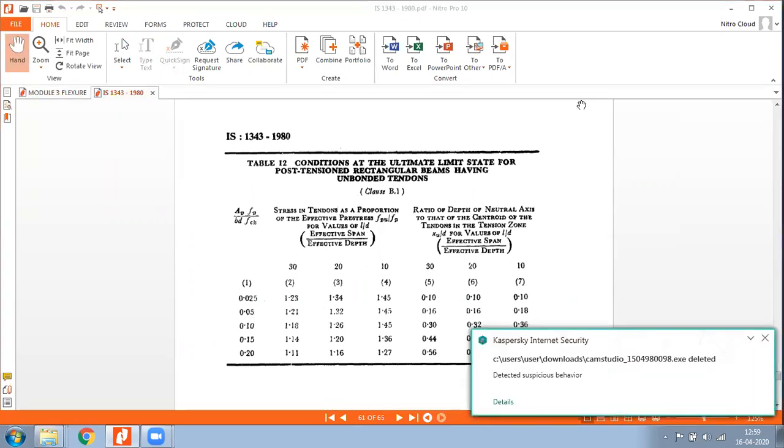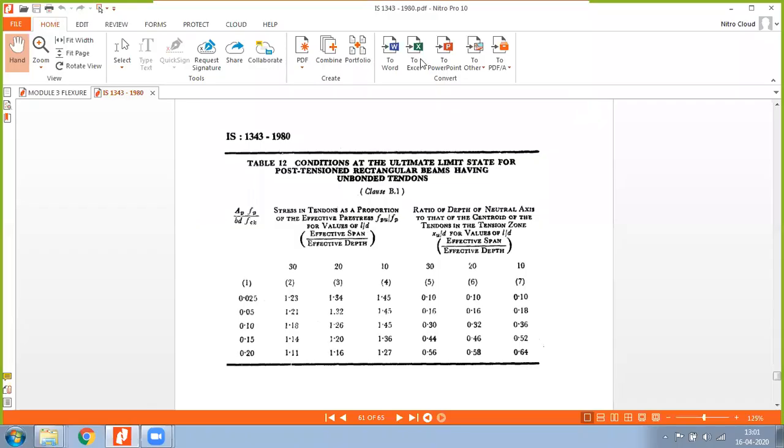Then first we need to take the L by D ratio 30 and 20 separately.